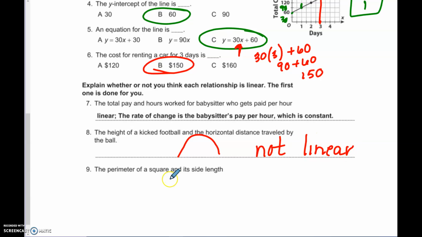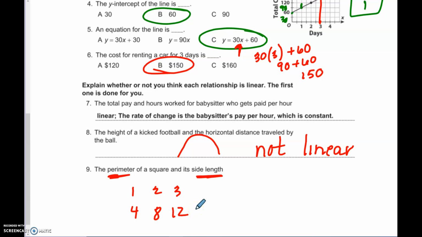All right, the perimeter of a square and its side length. So every time, the side length compared to the perimeter. Let's say the side length is 1, then the perimeter is going to be 4. If the side length is 2, then it's going to be 2, 4, 6, 8. If the side is 3, 3, 6, 9, 12.